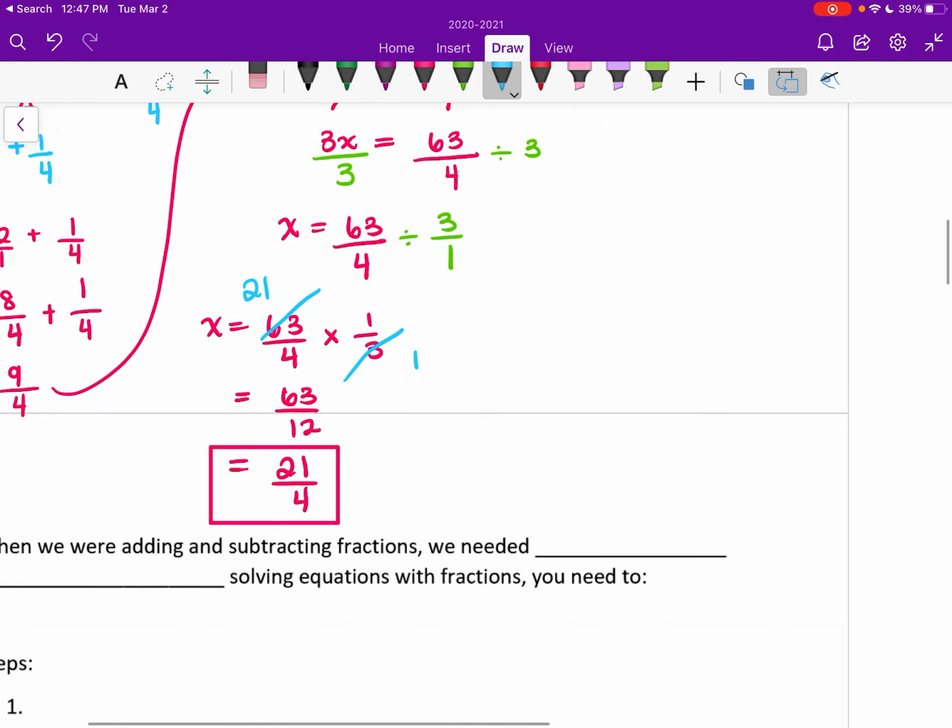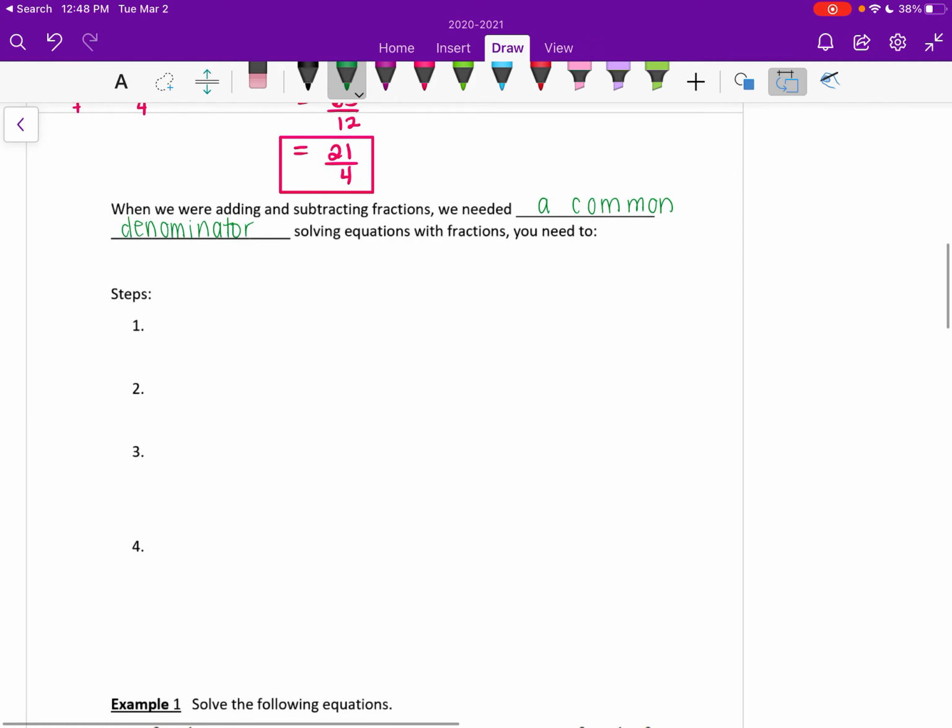So when we're adding and subtracting fractions, we need something that we call a common denominator, right? So the numbers at the bottom need to be the same. For solving equations with fractions, right? So what you can do is, instead of going through all of this garbage that we went through, we can just make them all have common denominators and get rid of the fractions, period. And how you can do this is the steps that you can follow, right?